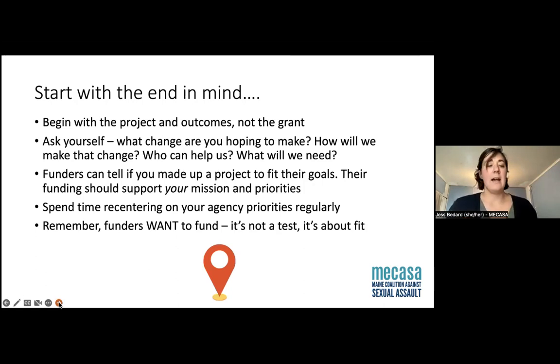Before we get into that, you may recognize a slide from our first training. I'm going to be a bit of a broken record here and say that it's really important for centers who are interested in pursuing grant funding to not start with searching for the funding or reading the application, or certainly not writing the application, but with the project that you're hoping to fund and with the change you're hoping to make. Having a solid project with clear outcomes of what you hope is going to change as a result of your work is a really important first step.